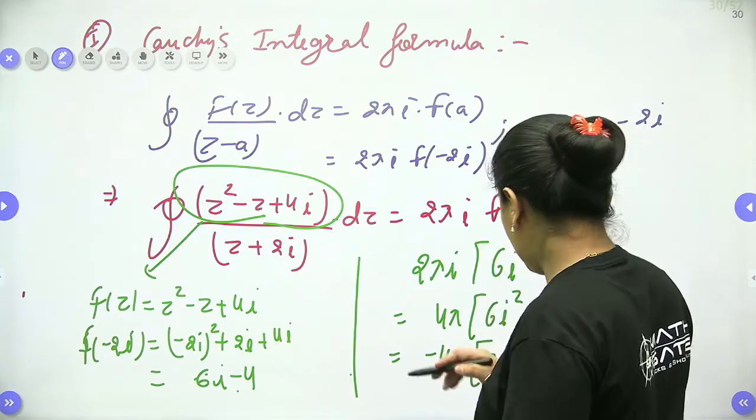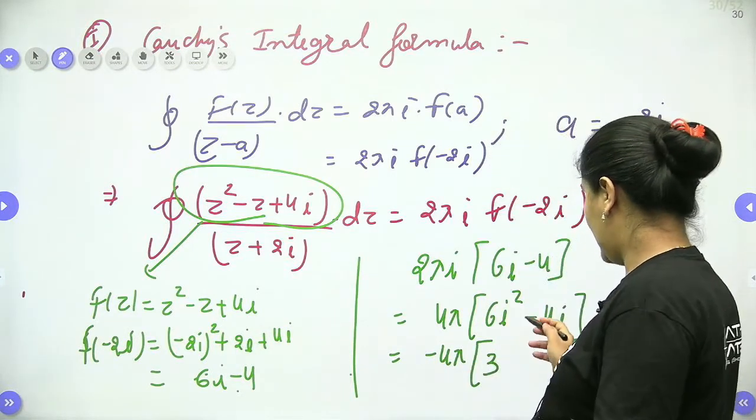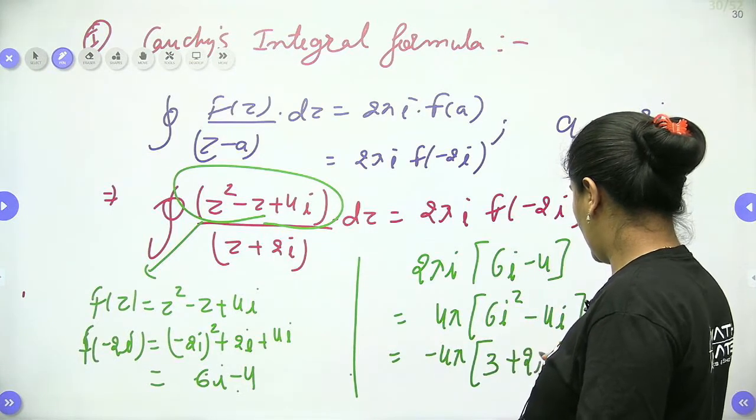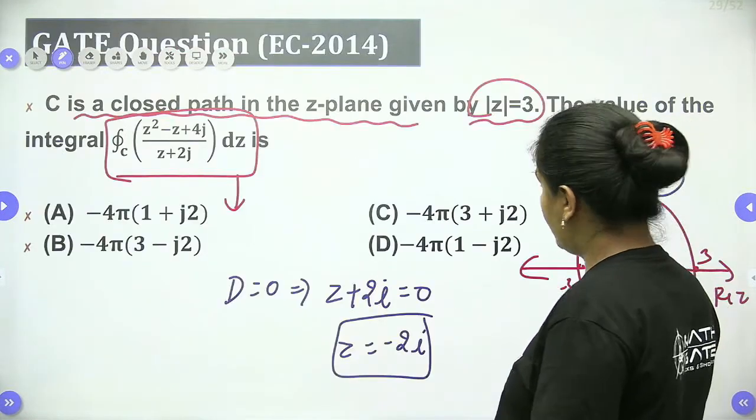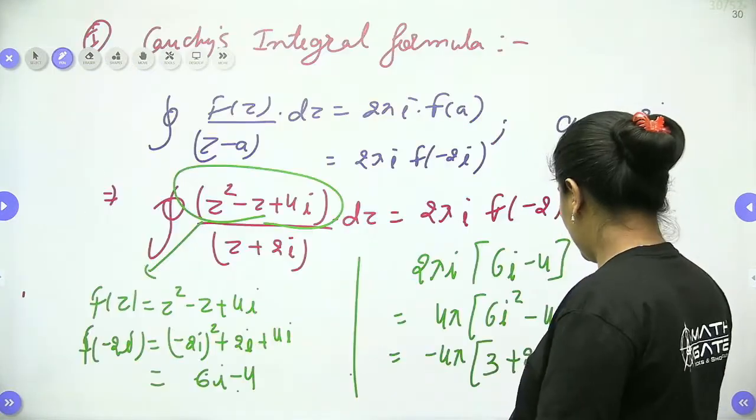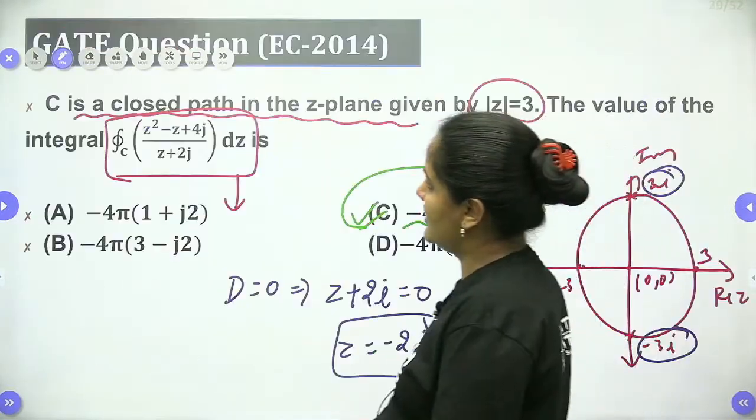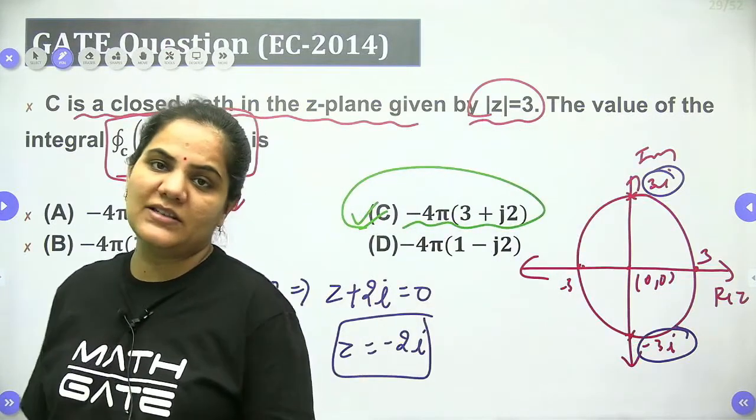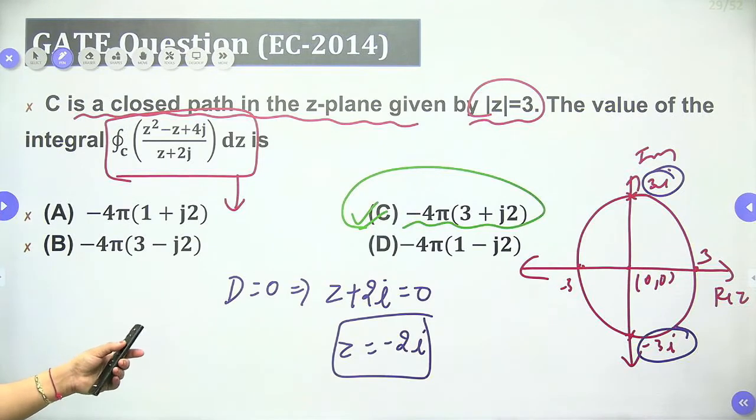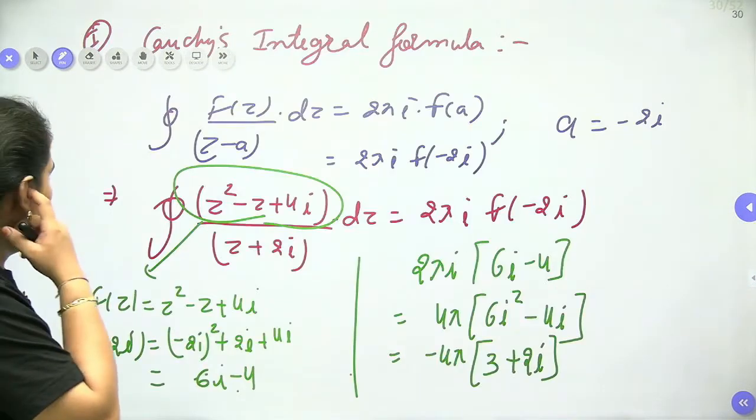3 iota square is minus 1. It will be 3 plus 2 iota. It means we can see the answer is option number C. It will be 3 plus 2 iota, which we can see in option number C, guys, right? So it will be the final answer, right? Clear?